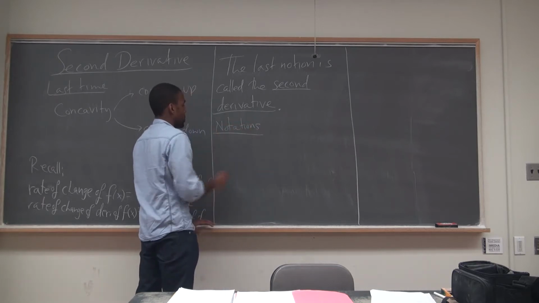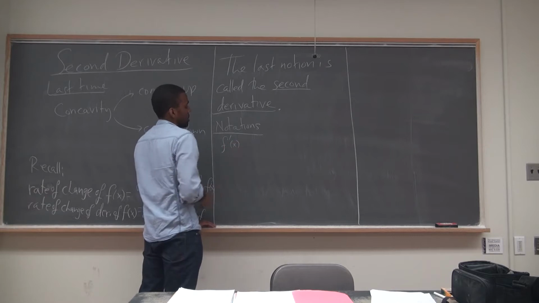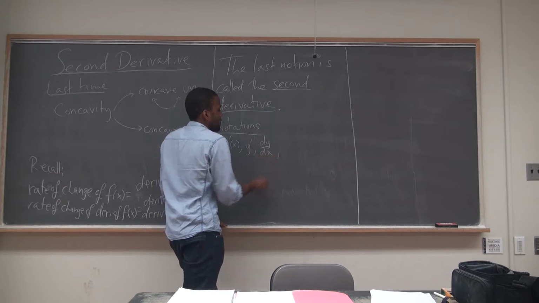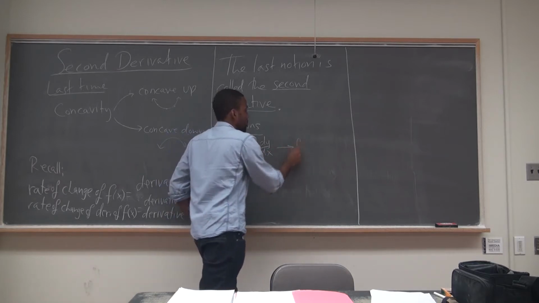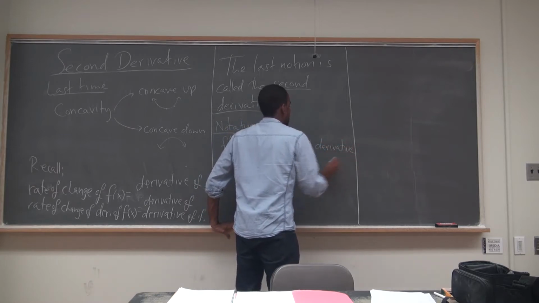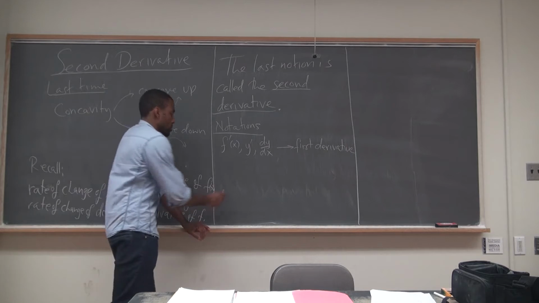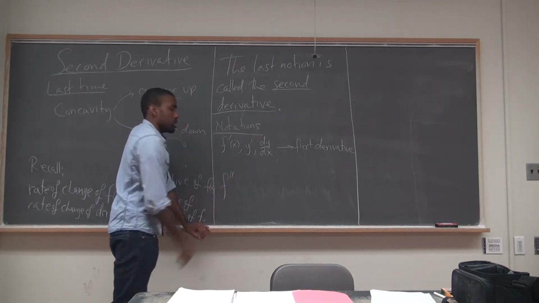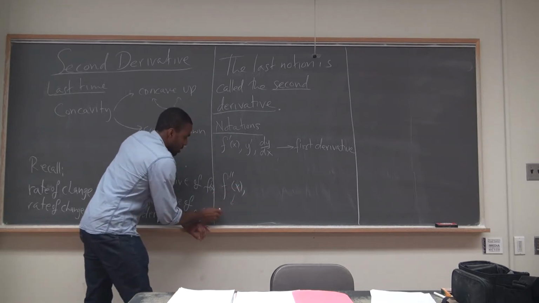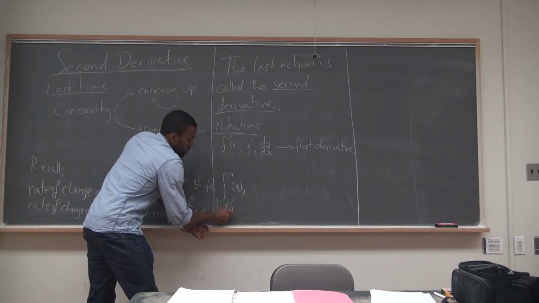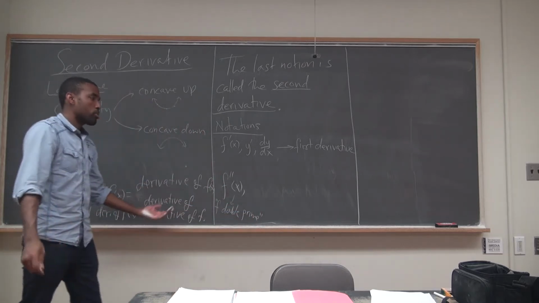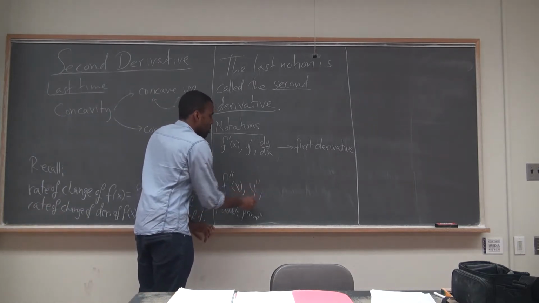So if we look at f prime of x, or y prime, or something like dy dx, these are commonly the first derivative. The second derivative is very similar. You do 2 notches instead of 1. It's called f double prime, is how we call it. Right, so the third derivative you call a triple prime and so on. Or you can have y double prime.